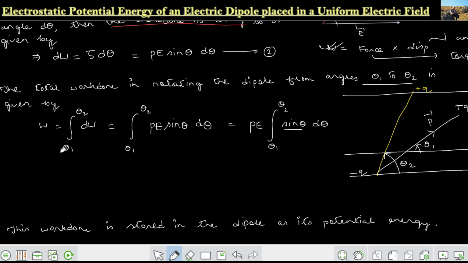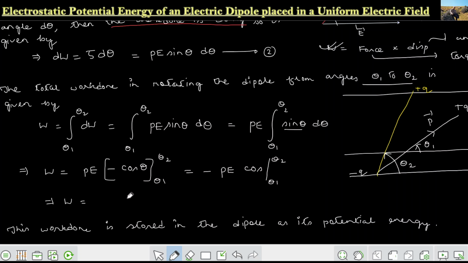But the integration of sine theta is equal to minus cos of theta. So W will be equal to PE times the integration of sine of theta, which gives minus cos of theta, with the limits of integration from theta 1 to theta 2. We can take this minus sign outside, then we have cos theta from theta 1 to theta 2. So W will be minus PE, and by the rules, first the upper limit then the lower limit: cos theta 2 minus cos theta 1.